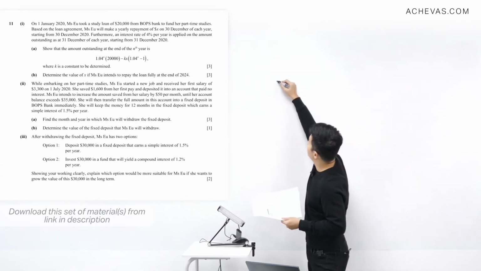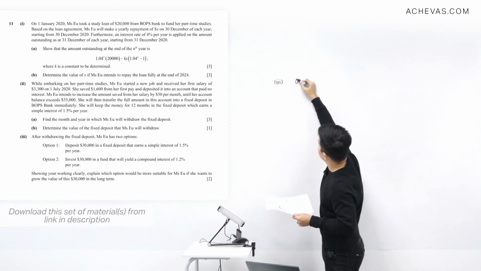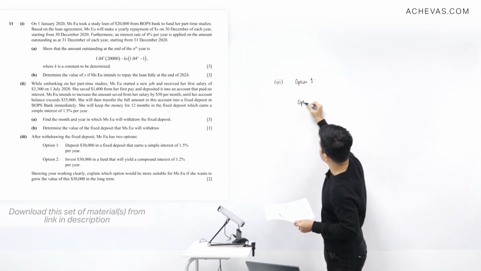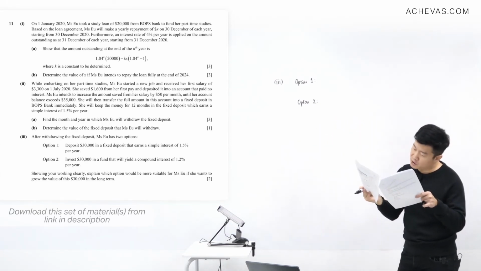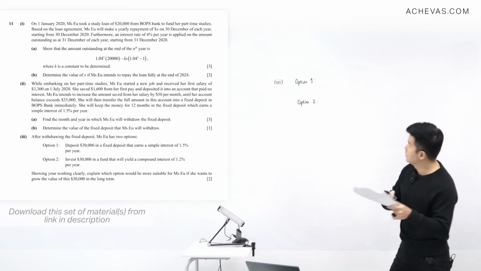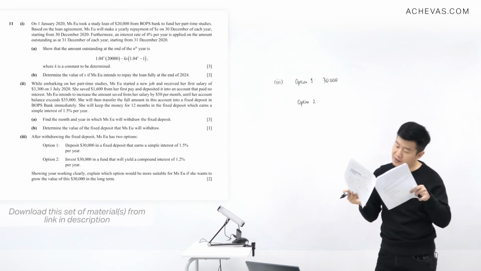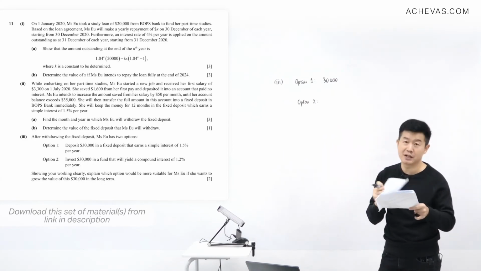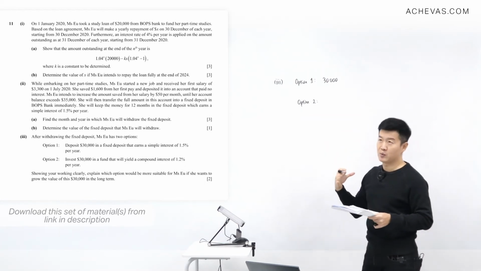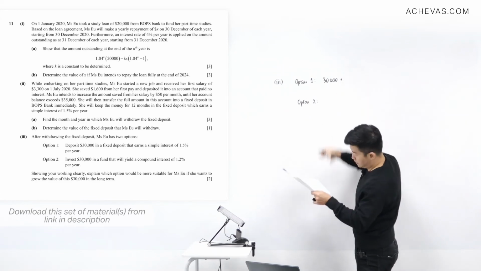Let's look at the last part. Okay, now in part 3, we have two options that are given to us. Let me write down option 1, and we have another one, which is going to be option 2. So for option 1, she is going to be depositing $30,000, which is going to be given a simple interest of 1.5% per year. So let's say we are going to be working on 1 year.